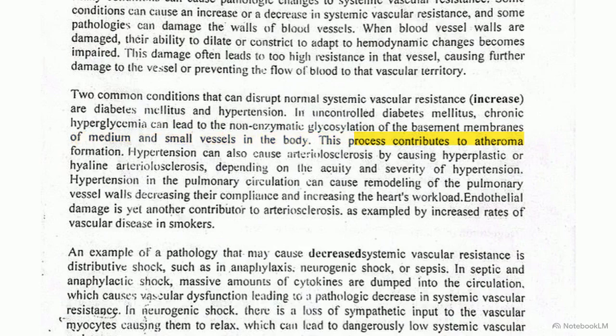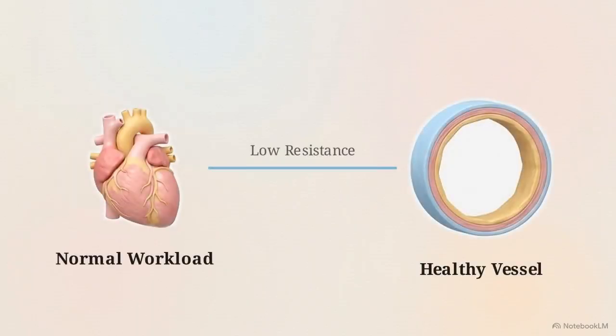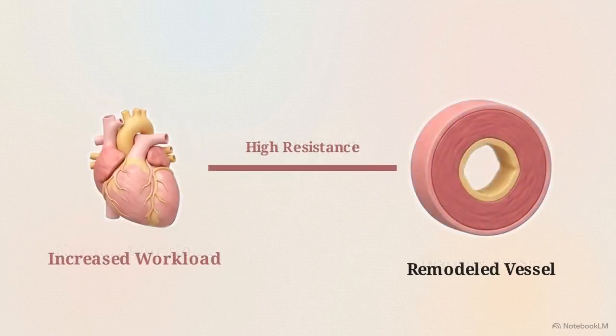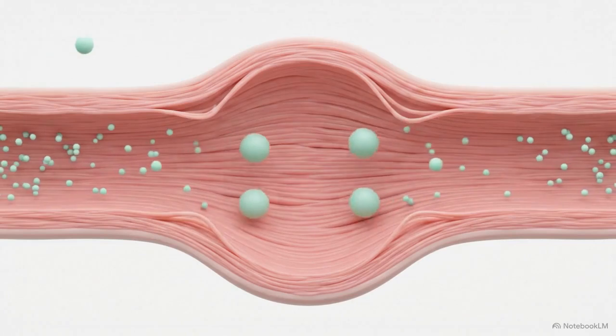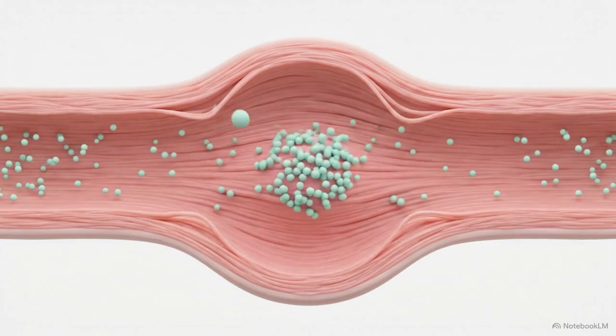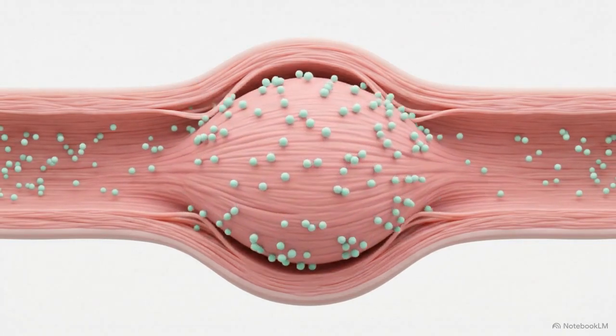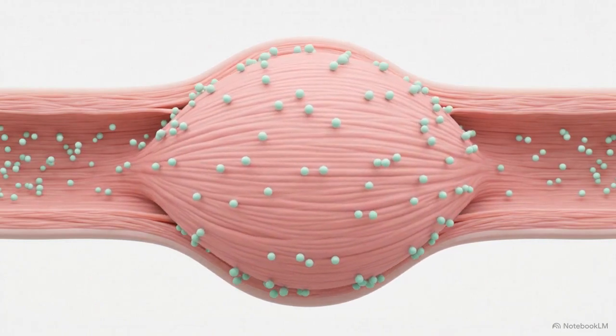atheromas. Chronic hypertension creates a similar burden, remodeling both pulmonary and systemic vessel walls to be thicker and less compliant, which permanently increases the heart's workload. Conversely, distributive shock represents a pathological loss of resistance. In states like sepsis or anaphylaxis, massive cytokine release causes smooth muscle to go slack.